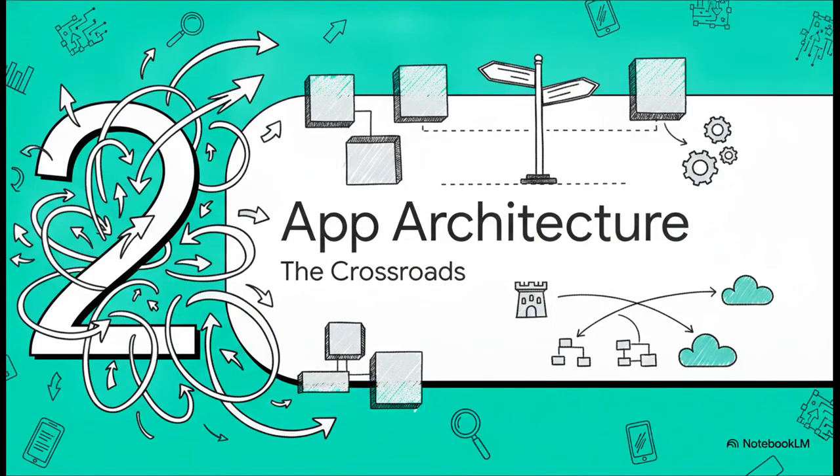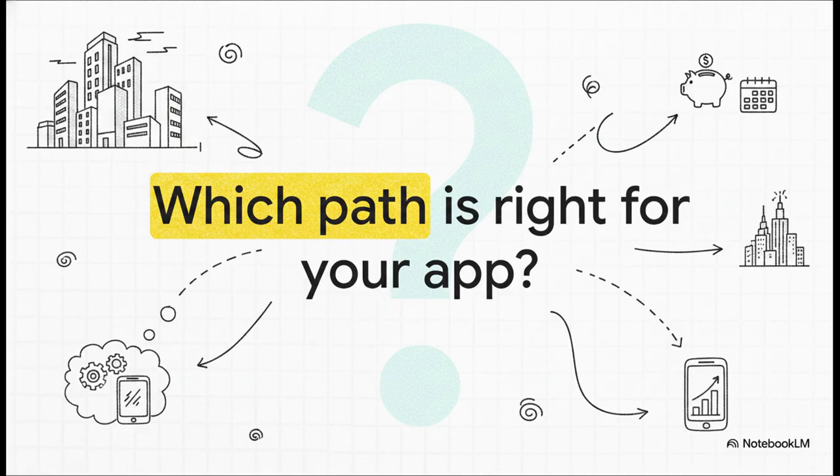Moving right along to our second part, choosing your app architecture. This is really the crossroads of the whole project. So which architectural path is right for you? It's a question that carries immense strategic weight, for sure. The path you choose here essentially locks in your long-term technical debt, your budget burn rate, and your scaling capabilities. Navigating all those complexities of design, back-end infrastructure, and platform-specific code, well, that requires a ton of foresight.